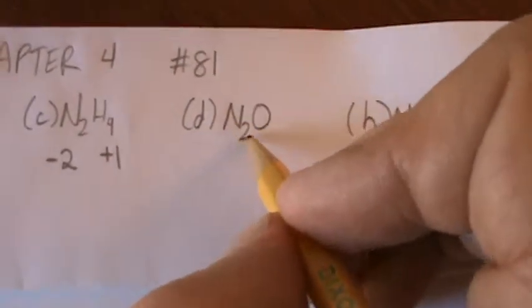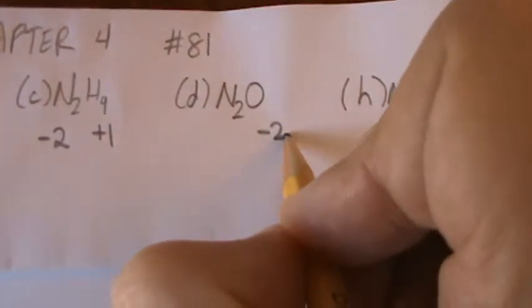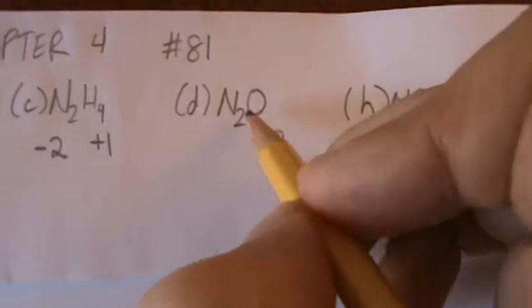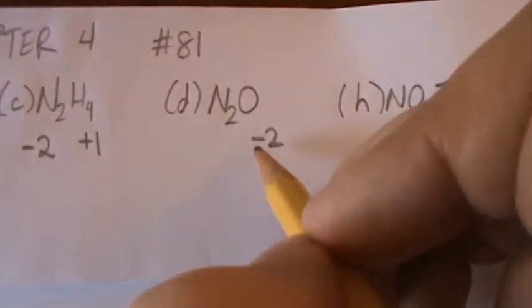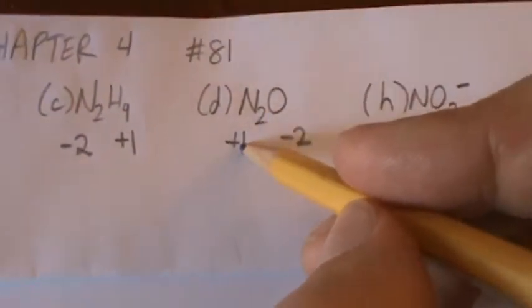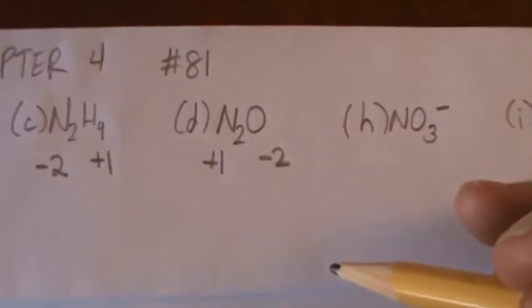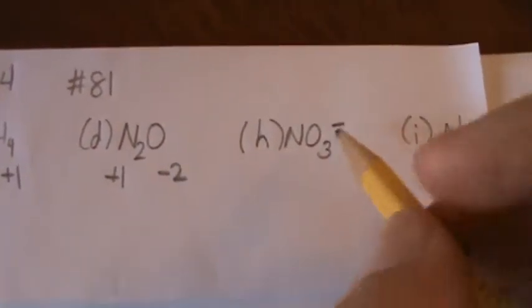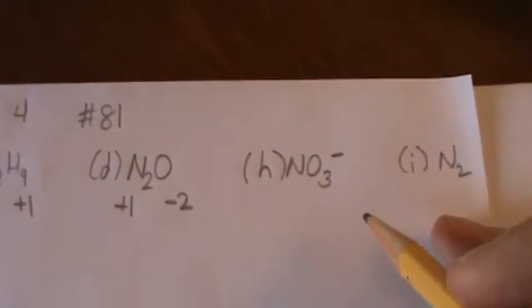All right, now we have N2O. Oxygen is -2. This isn't a peroxide. There are 2 nitrogens to go with this, so each one will have a +1 charge, so that we have 2 +1 charges to balance out the -2 charge. So as you can see, nitrogen is one of those that can change quite a bit.